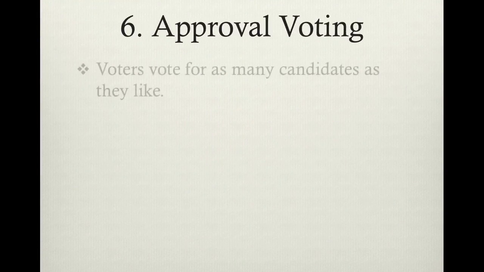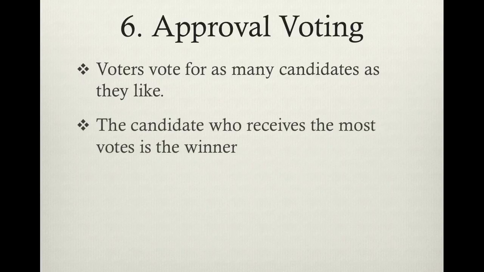Number 6 is called approval voting. It's very simple. Voters vote for as many candidates as they like. So here's a ballot, check off who you like. First, second, doesn't matter. Check off who you like. And the candidate who receives the most votes is the winner.